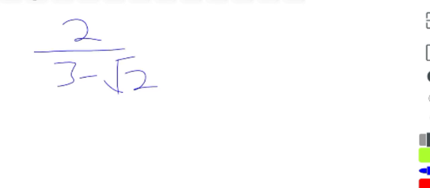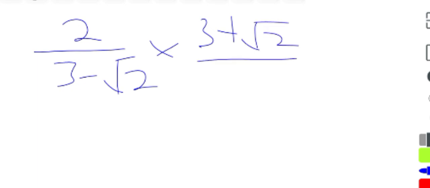Next, let's look at another example. Say we have 2 over 3 minus root 2. We are asked to rationalize this. Once again, we are going to multiply the numerator by the conjugate of the denominator. So we have this over. Then you multiply the denominator by the same thing. We then go on to expand.